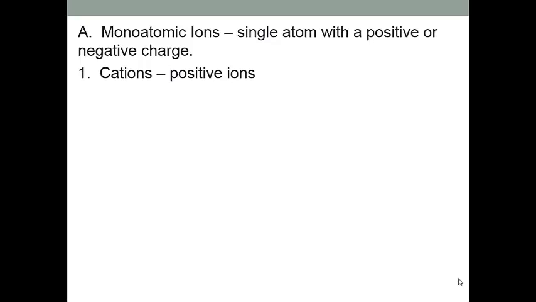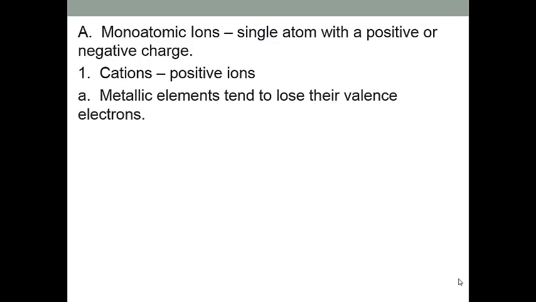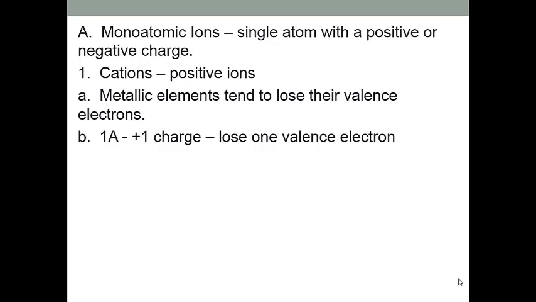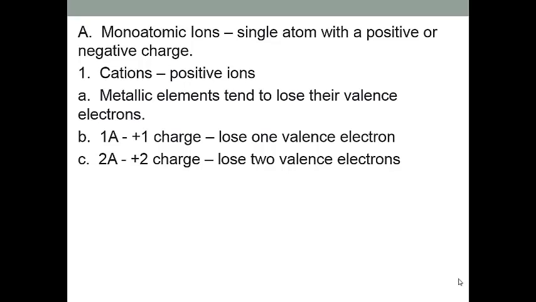So cations we know are always positive, and these are going to be your metals. So these are the ones that are going to be losing their valence electrons. That's why they're positive. We're going to be adding these to our periodic table here in just a few minutes, but the 1A column will always form a +1 charge. It's a family trait, which means that they lose one valence electron. The 2A family is a +2 charge, which means they lose 2 valence electrons.